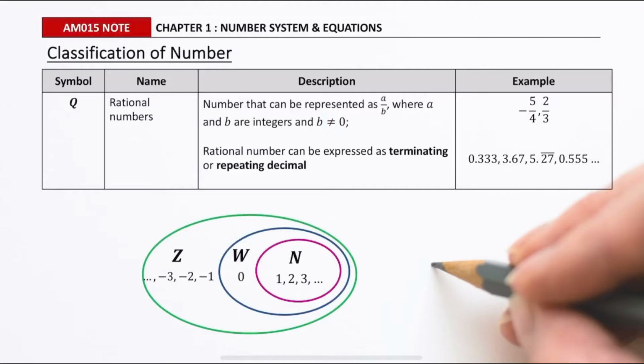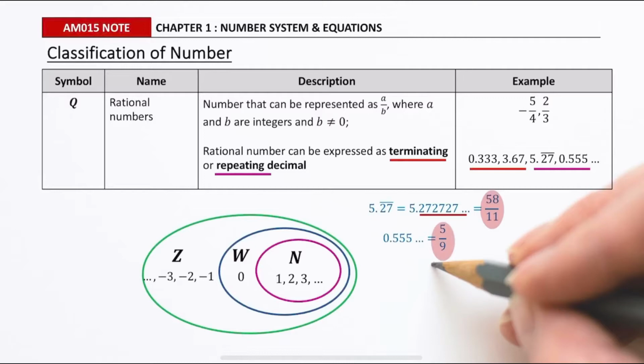In decimal form, a rational number can be expressed as a terminating decimal or repeating decimal. The number 5.27 with a bar above the digits 27 means that 27 repeats until infinity, and this number can be expressed as the fraction 58 over 11. 0.555 with 3 dots can also be expressed as the fraction 5 over 9.